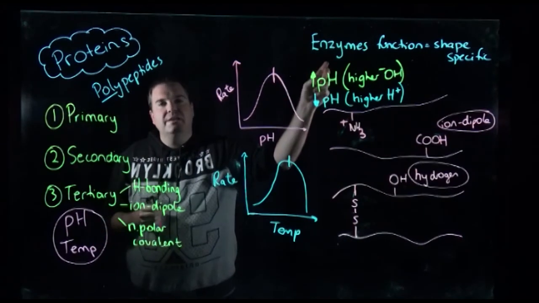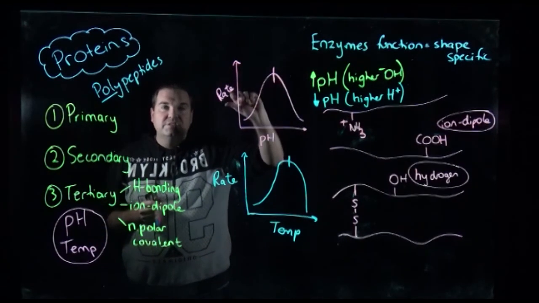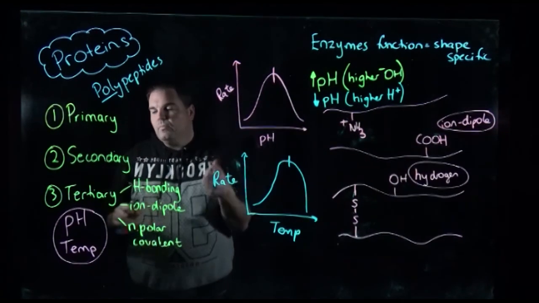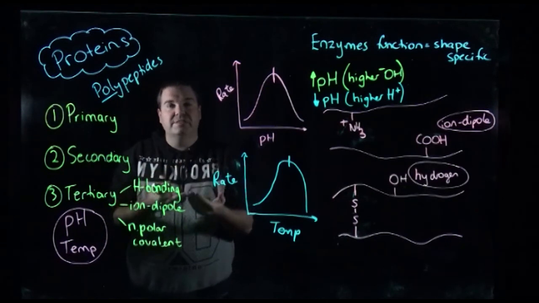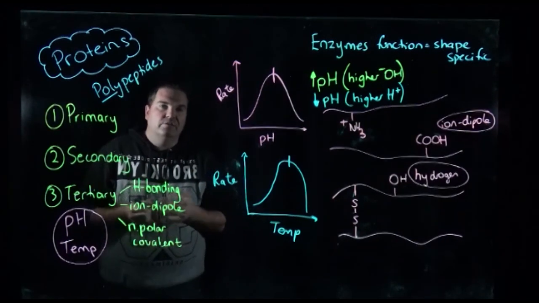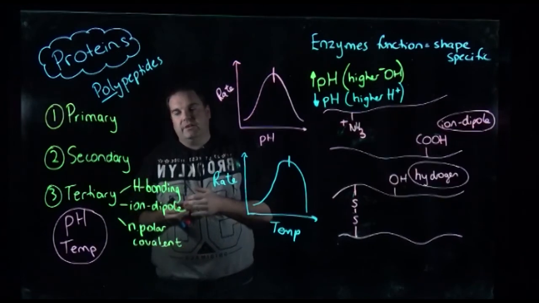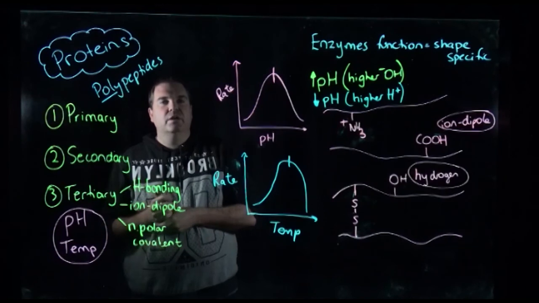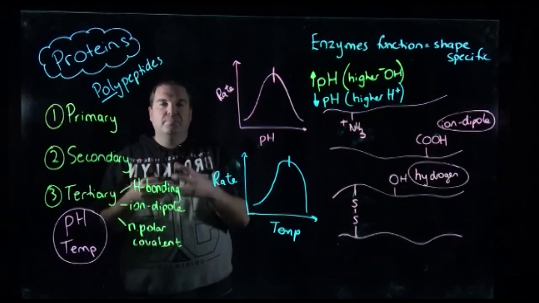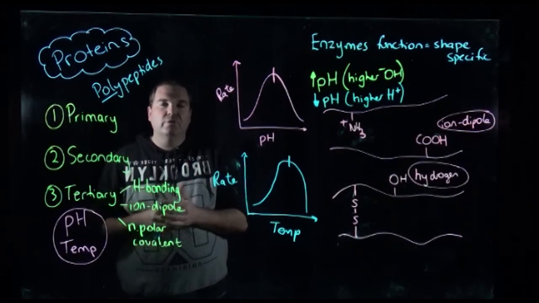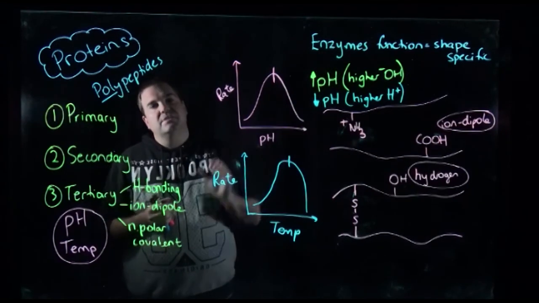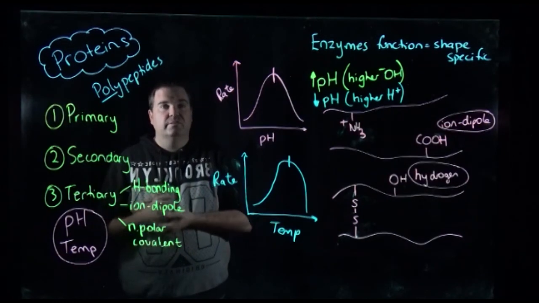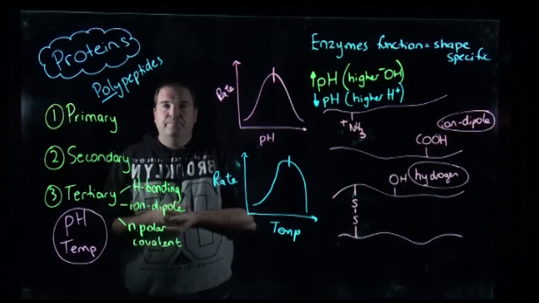Either an increase in pH, which will deprotonate your amine group, alright, and so you won't be able to have your ion dipole interaction, or a low pH, which will protonate your carboxylic acid group, and so again interfere with your ion dipole interactions. And temperature for both hydrogen bonding and non-polar covalent bonding, what that does is that breaks apart your bonds, changes the shape of the molecule. Because enzymes are shape specific, if you change the shape they can no longer perform their biological function and they're what we call denatured.